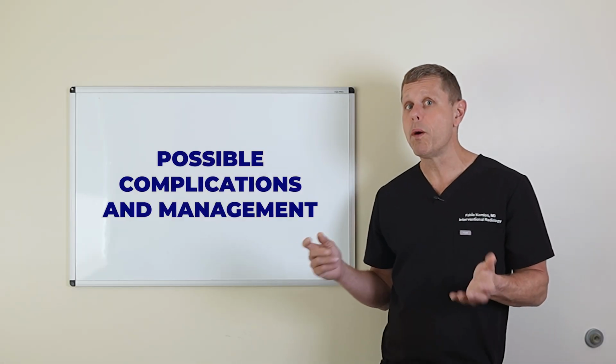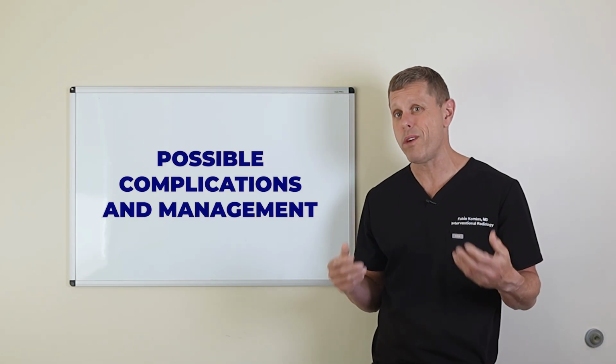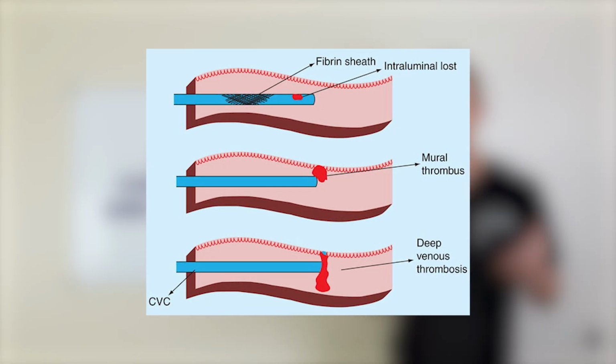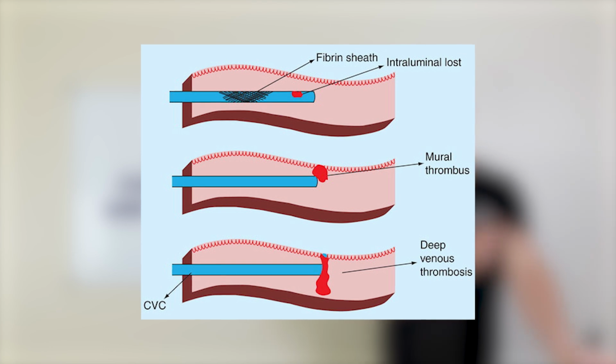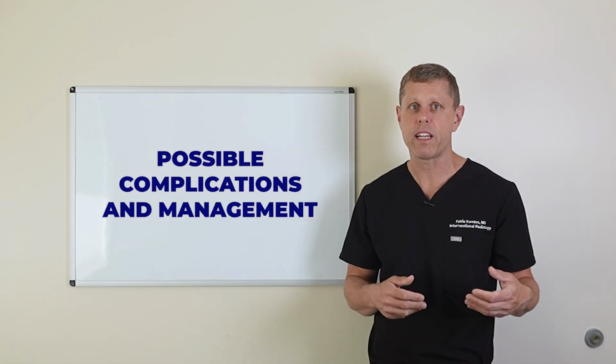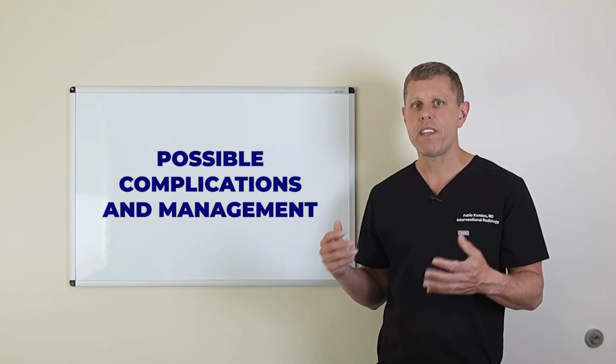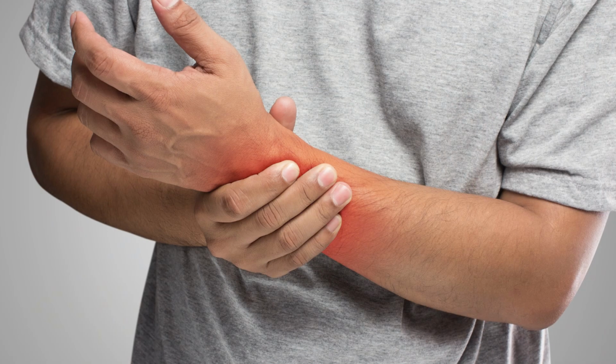Now, a more common problem that we see, it's not super common, but we see especially with PICC lines, is to develop a blood clot where the line is going into the vein. And that can happen with any type of central line. It can happen with a PICC line, can happen with a tunnel catheter, or it can even happen with a Mediport. And if that happens, the most common symptom would be arm swelling.